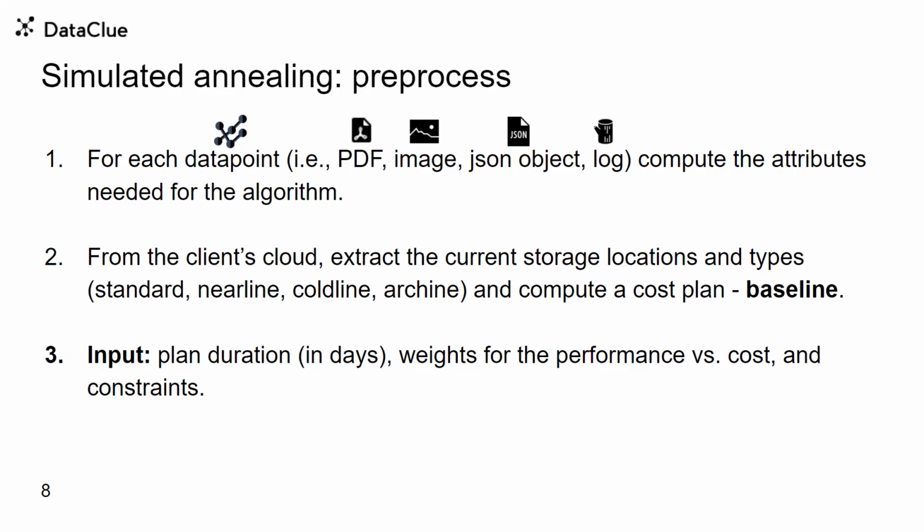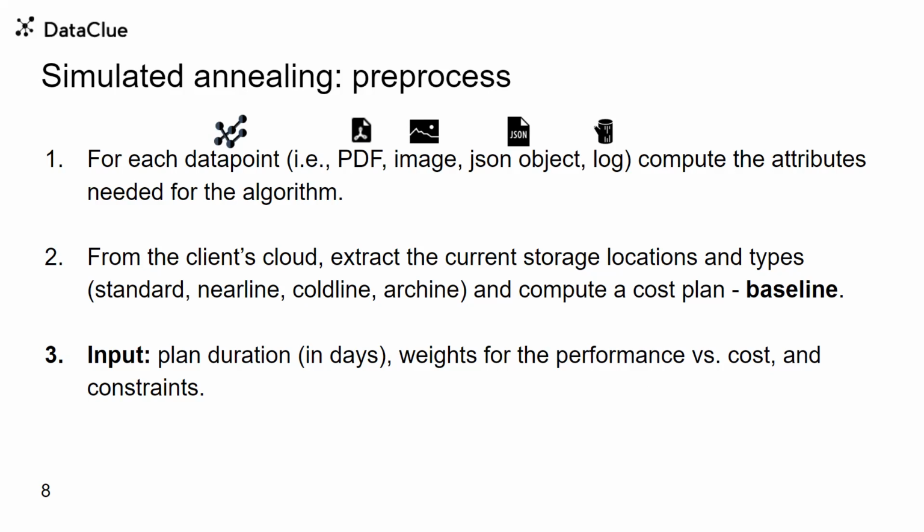Afterwards, we want to go to the client cloud, extracting the current storage locations and types, for example standard, nearline, coldline, archive. There are many more than that, not only those. And we compute the cost plan, just as a baseline. We don't really need the baseline. We just need it to show the improvement over what happens if you don't change anything, making sure that the proposed algorithm is indeed improving and not doing harm at any point in time.